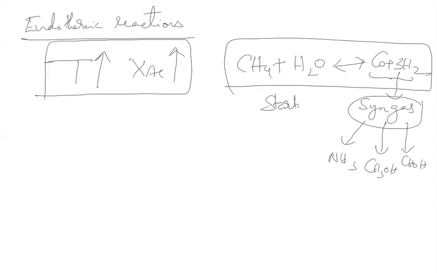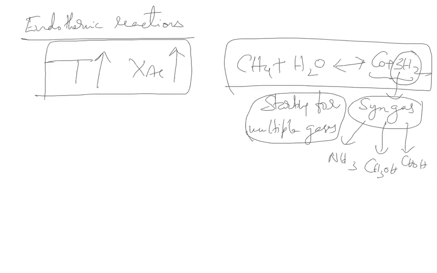That is why it is called synthesis gas. From this one you can make multiple products. You extract hydrogen, mix it with nitrogen and form ammonia. You can directly take this syngas and form methanol. Take this syngas and you can form formaldehyde also.